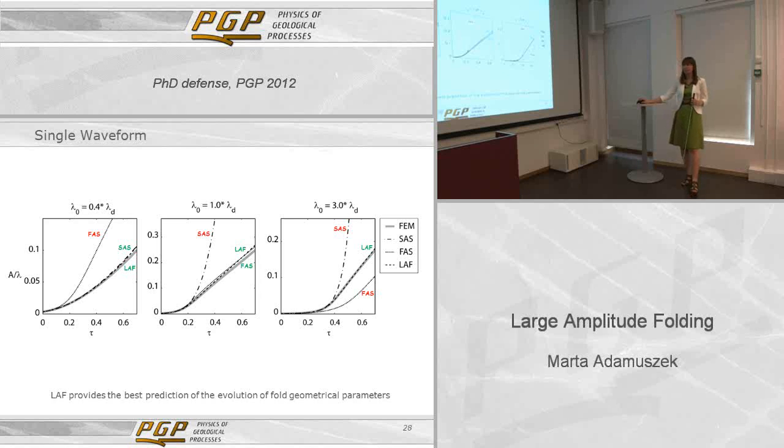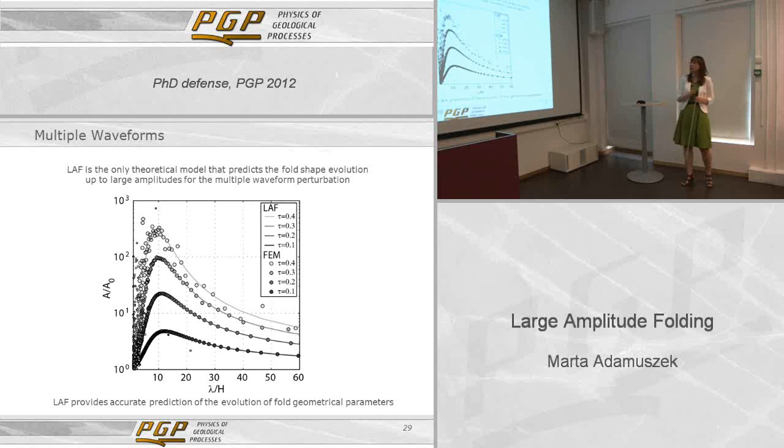And LAF provides the best prediction for the evolution of fold geometrical parameters. Here I show the evolution of amplification for a model composed of different waveforms. That's why I plotted amplification as a function of wavelength to thickness ratio for different times. And here I only compare LAF with finite elements because both FAS and SAS are not applicable to such a situation.